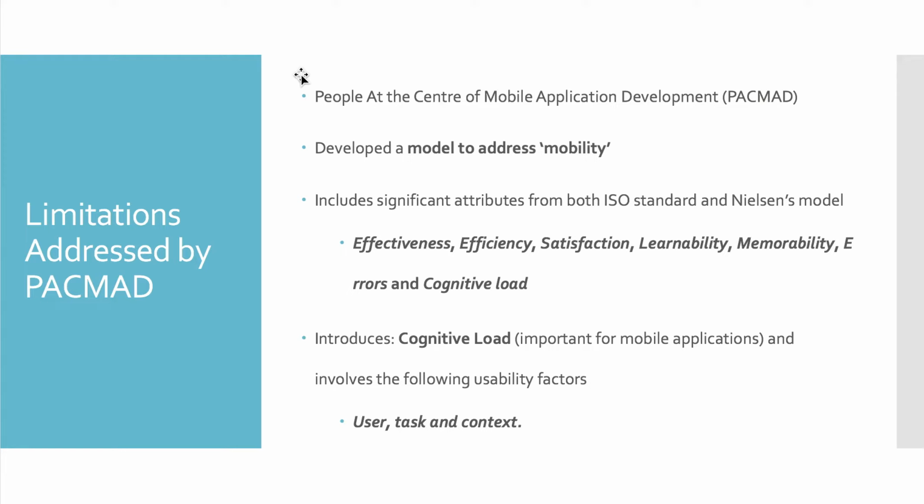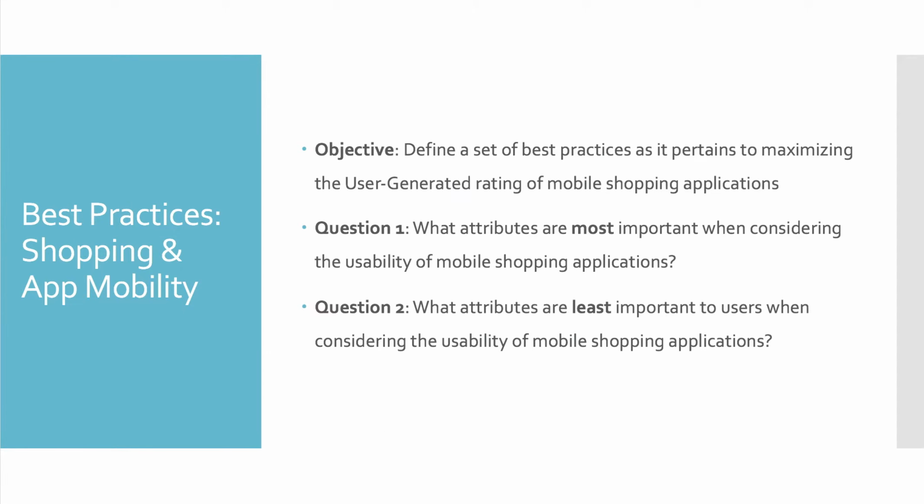And so we're really going to look at the user, the task, and the context from the perspective of the cognitive load that it takes to accomplish this. And so my objective in accomplishing my future research is to define a set of best practices as it pertains to maximizing the user-generated rating of mobile shopping applications. So basically, what are the most important things to consider when building an application that is aimed at pleasing the masses and generating the highest possible rating for its audience?